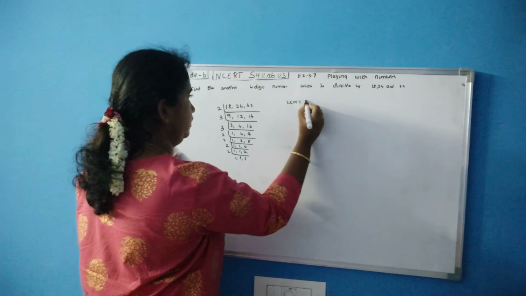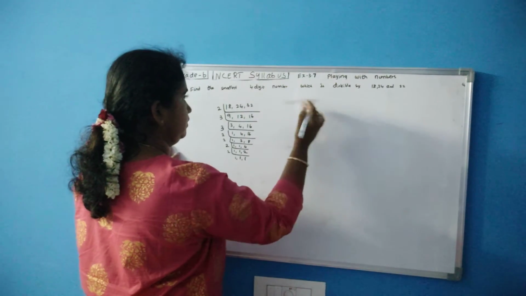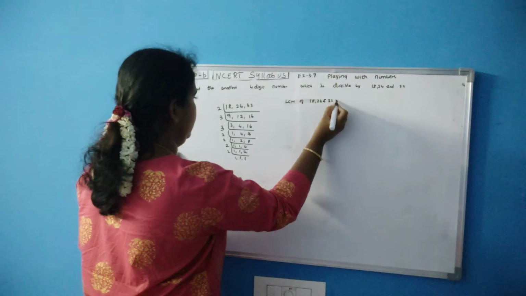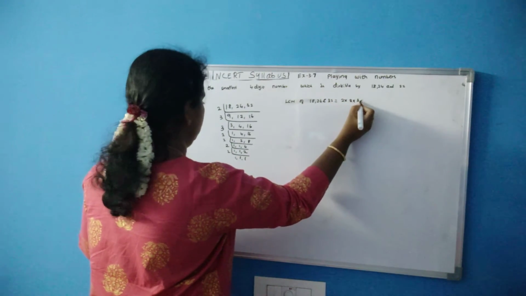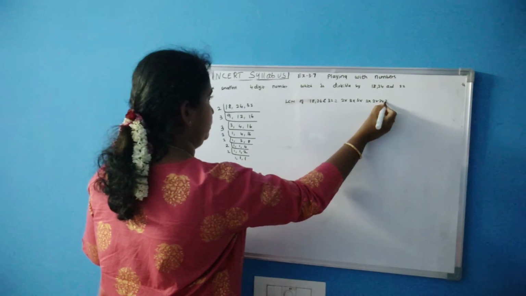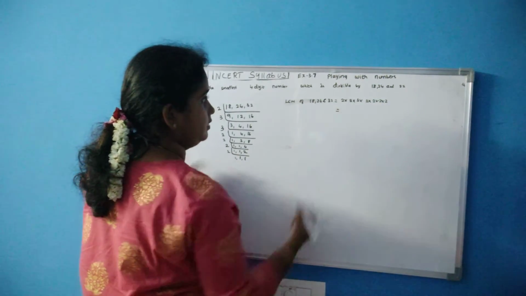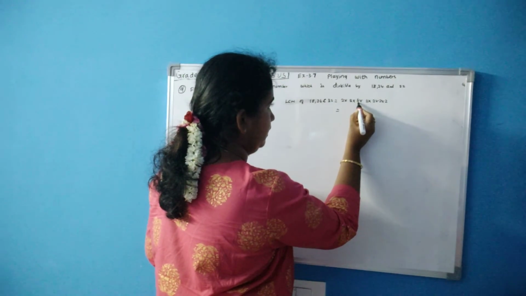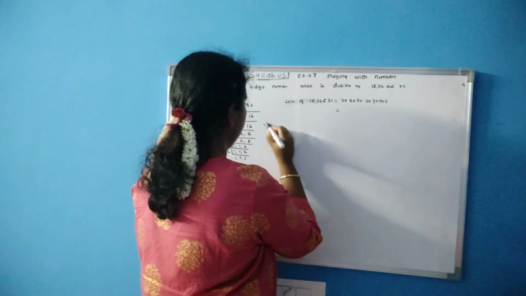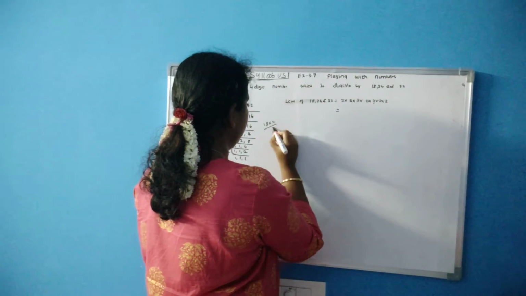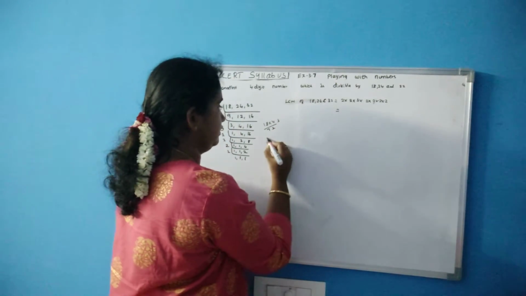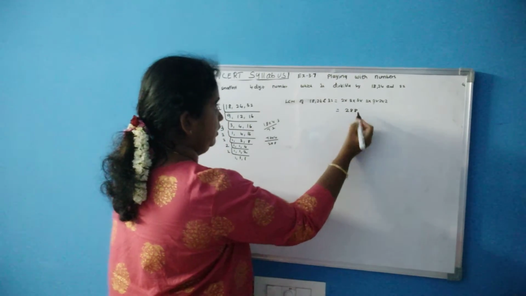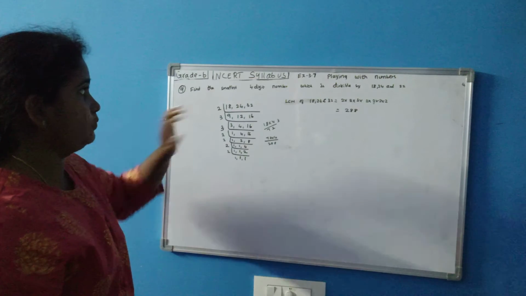Now LCM of 18, 24 and 32 is equal to 2 into 3 into 3 into 2 into 2 into 2 into 2. Okay, so this is the LCM. Find the multiple. 2 3s are 6, 6 3s are 18, 18 into 4, 8 4s are 32, balance 3, 1 4 are 4, 5 6 7, 72 into 4 again, 2 4s are 8, 4 7s are 28, 288. Now you have to find the smallest 4-digit number.